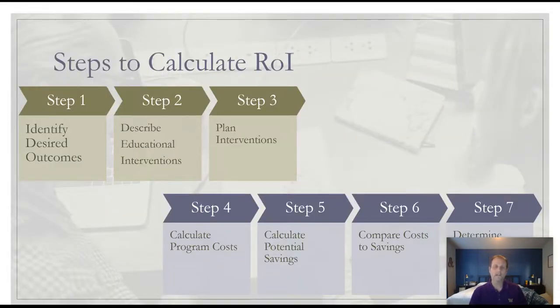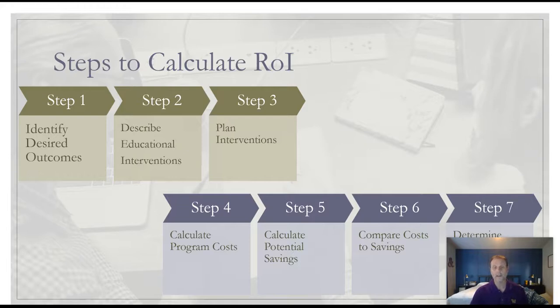The steps to calculate ROI were given by Opperman et al., 2016. And first, you identify program desired outcomes. We want to start with the goals. Second, we want to describe the educational interventions that are proposed to meet those outcomes or those goals. Next, we want to plan the logistics of the educational intervention or the educational learning opportunity with sufficient detail to, again, identify expenses.